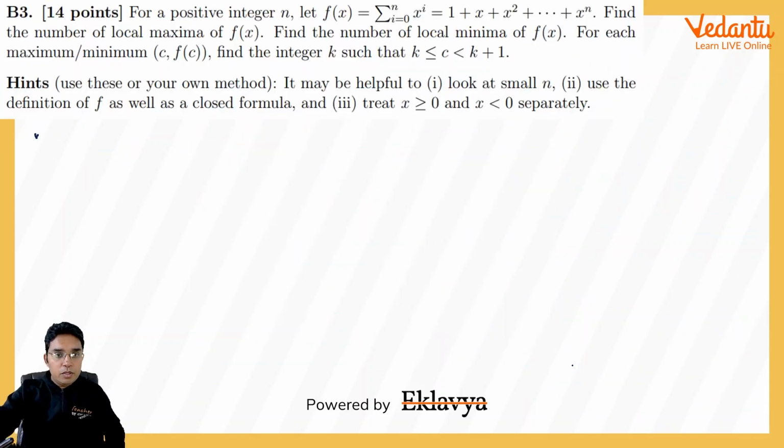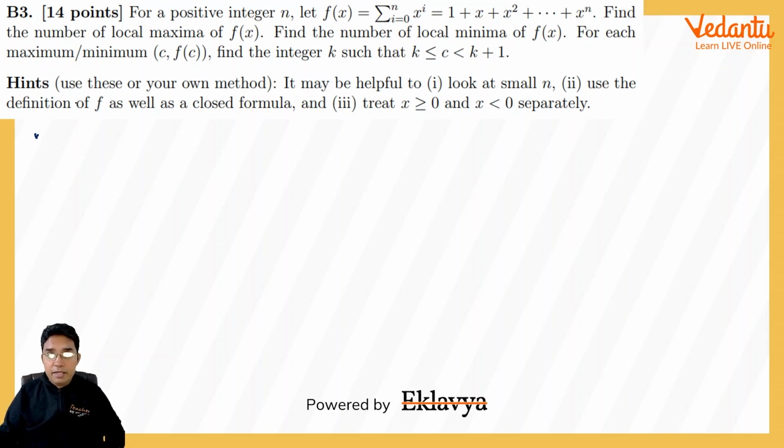Now coming to the next question. Here we are given, for a positive integer n, f(x) is equal to 1 plus x power 2 and so on. Find the number of local maxima of f(x). Find the number of local minima of f(x). For each maximum or minimum c, f(c): c will be the point of maxima or minima and f(c) will be the corresponding value of the function at that c. Find the integer k such that c lies between the two integers k and k plus 1.